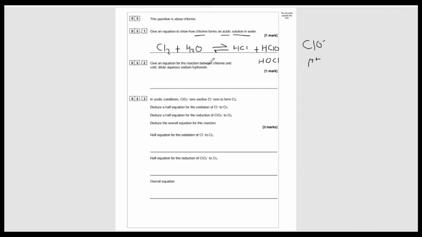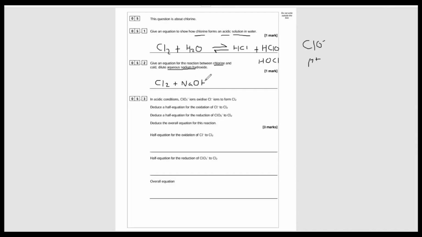Give an equation for the reaction between chlorine and cold dilute aqueous sodium hydroxide. Pause the video. Have a go. All right, I'm going to go through and show you the answer that I would give. So this is what I would do. Chlorine. And again, they're giving us some clues between chlorine and dilute aqueous sodium hydroxide. So we know it's going to be aqueous, but I'm not putting state symbols in as it didn't ask me.